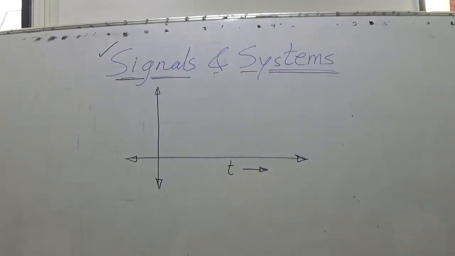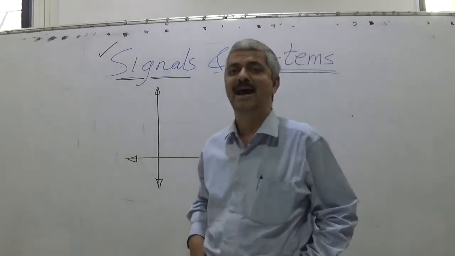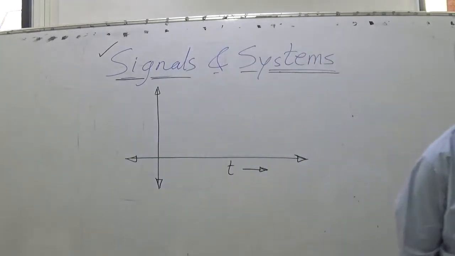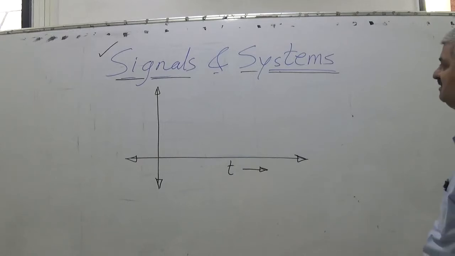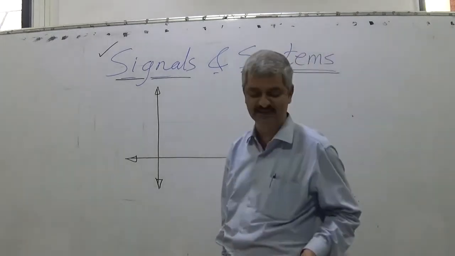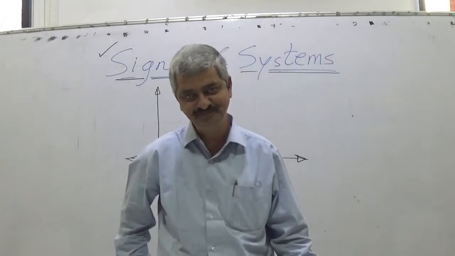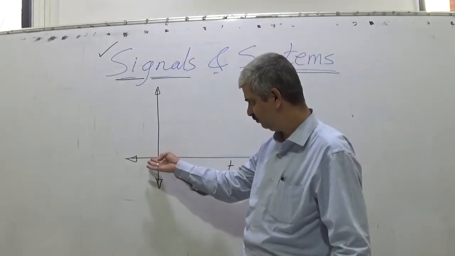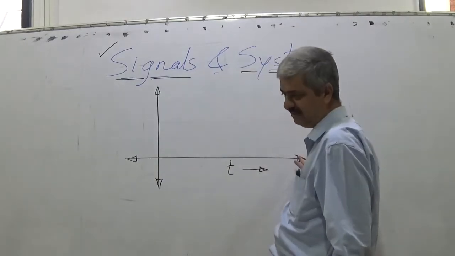So what is a variable? Variable is something, it is normally some parameter which a human being is able to sense through the sensory organs. So the simplest example of a signal is a temperature signal. So time can be 12 midnight to the next 12 midnight.